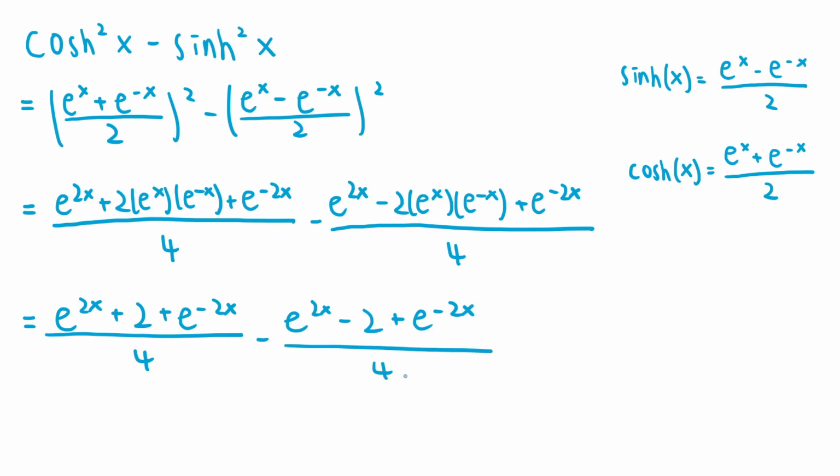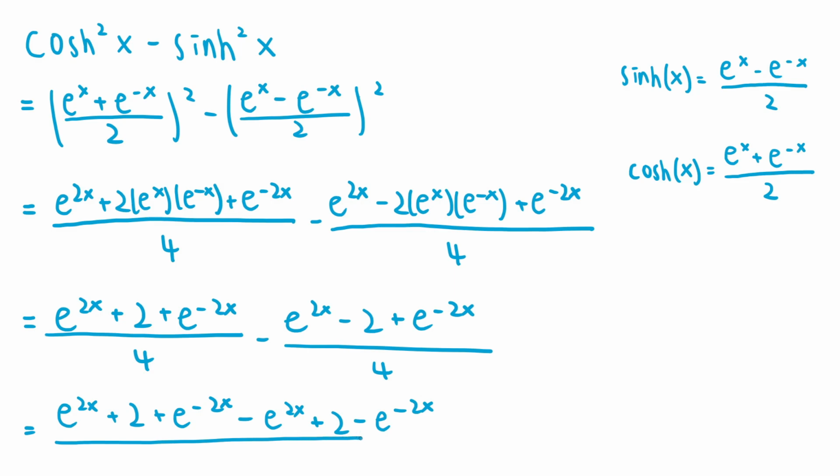If we combine the fractions with the same denominator, this is simply equal to e to the 2x plus 2 plus e to the negative 2x minus e to the 2x plus 2 minus e to the negative 2x all divided by 4. And notice how I distributed the negative sign into the second term.